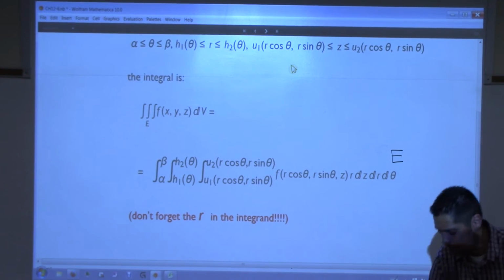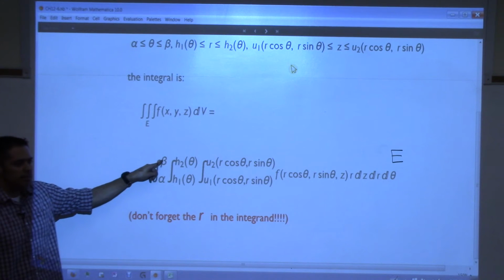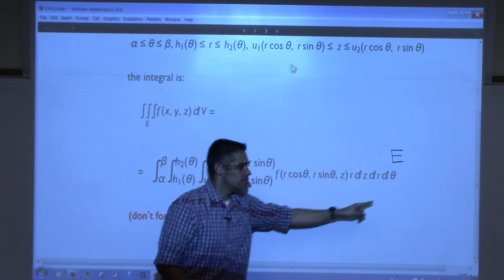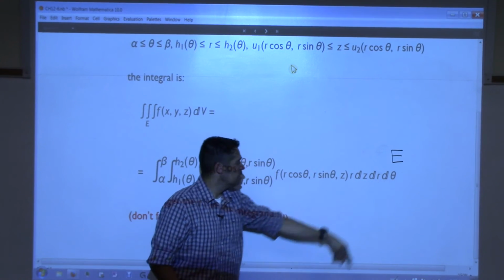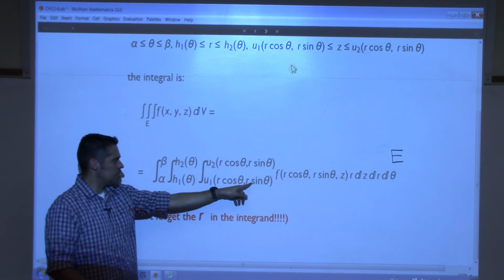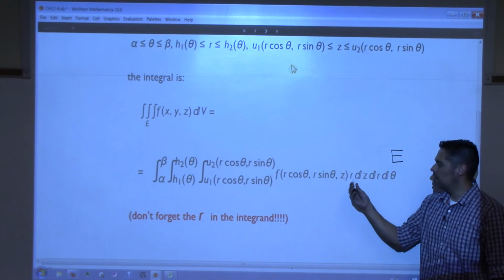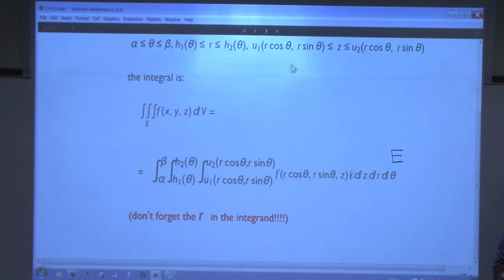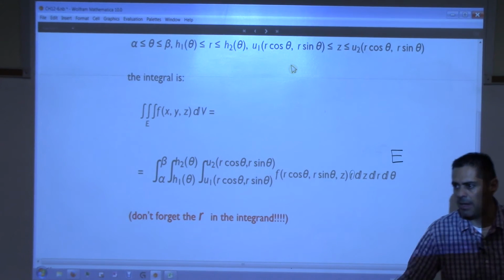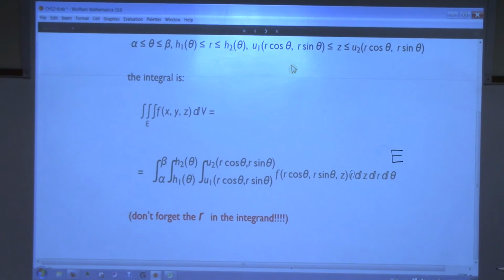It was possible, yes. Now look at how this triple integral is set up. Alpha to beta is your restriction on theta. H1 theta, H2 theta is your restriction on R. U1 of all this junk, U2 of all this junk, that's your restriction on Z. And do you see the all-important thing in here? R. And that's because anytime you're in polar coordinates, you must have this R here. And Cartesian is polar, just three-dimensional. So do not forget the R in the integral when you go to cylindrical coordinates.